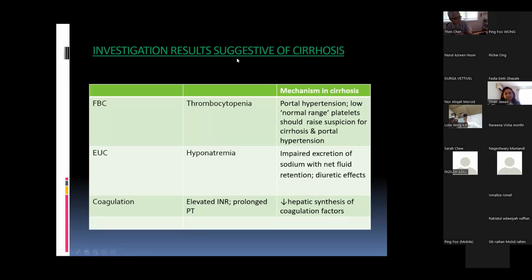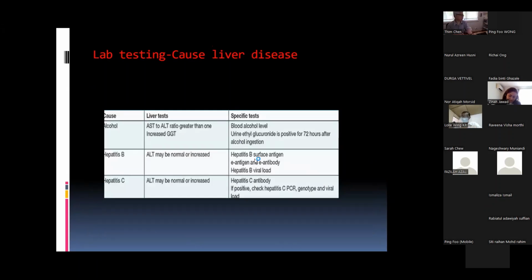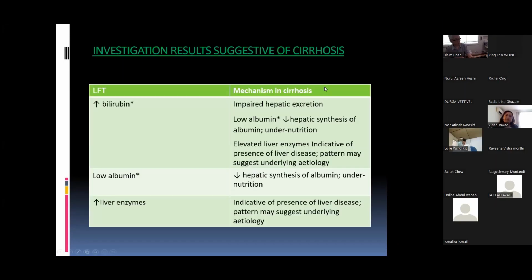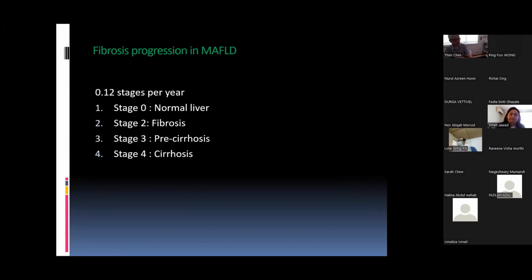And these are the other things that we look at: the platelet count, the sodium. Yeah, so these are again repetition of everything, but we're talking about investigation. These are all the liver ultrasound you can do, and you can read about it. And the stage of fibrosis, pre-cirrhosis and cirrhosis.